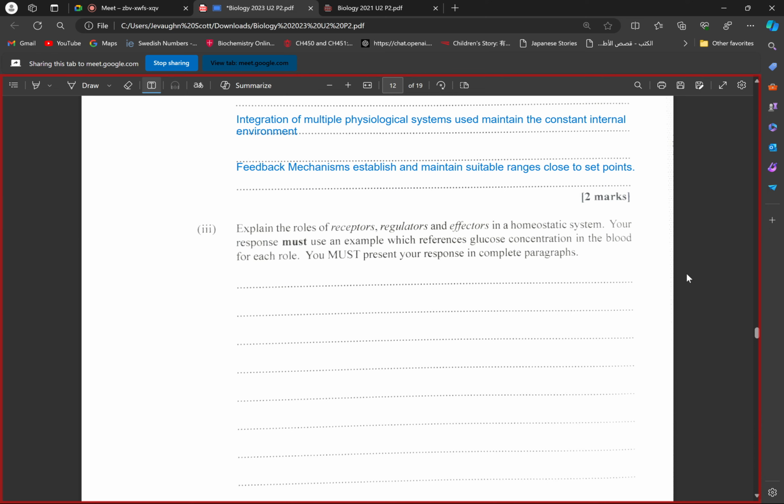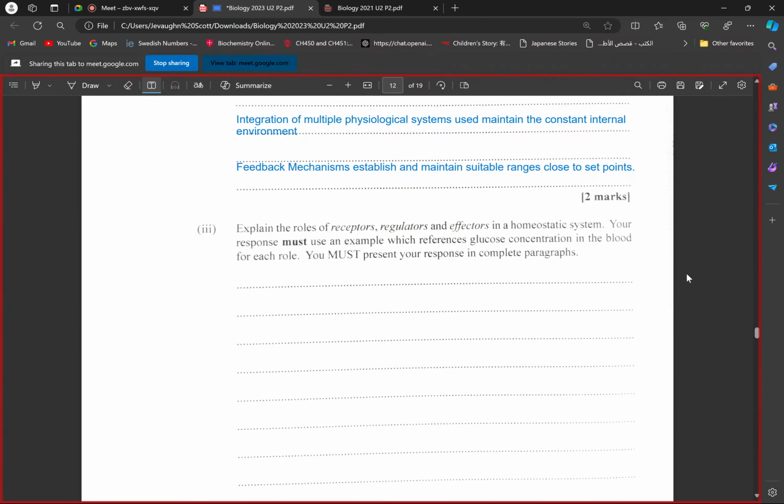What would be the regulators? What are regulators? I wouldn't say component, but the part of the homeostatic system which coordinates the response and compares the change to the set point to see what kind of response will happen.